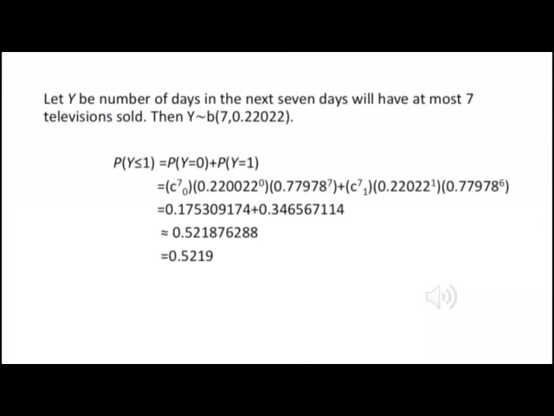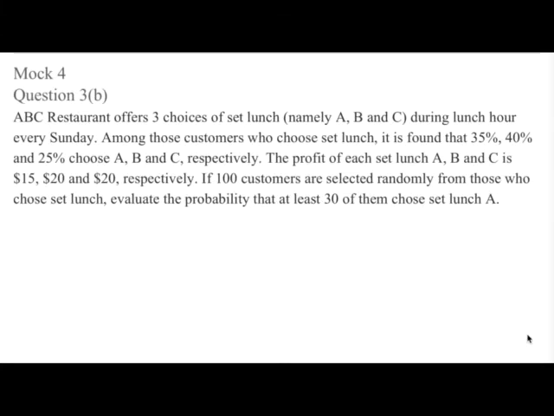Next we have the equation P(Y smaller or equal to 1) equals P(Y equal to 0) plus P(Y equal to 1). By substituting the value into the equation, we can have the answer 0.5219. That means the probability is 0.5219.